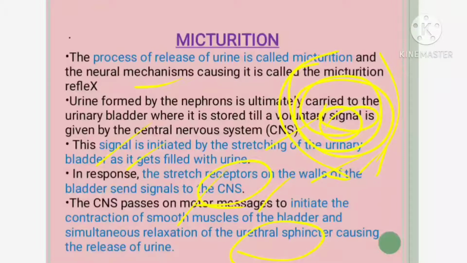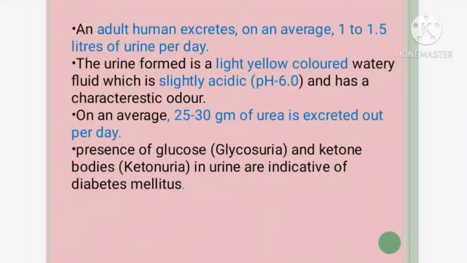When the urinary bladder is filled, it sends a signal to the brain, and the smooth muscles start to contract and relax and release the urine through the urethra. In an adult human, on average 1 to 1.5 liters of urine is passed per day. If that is so, he is healthy.